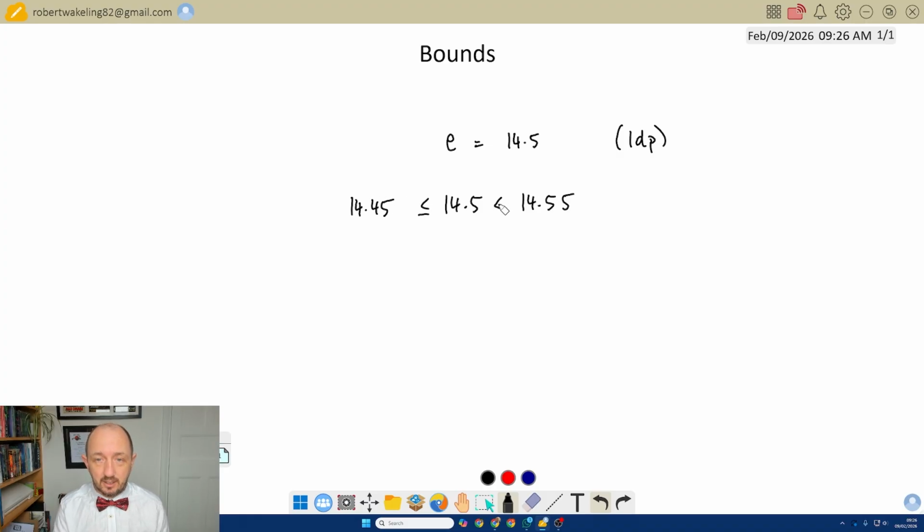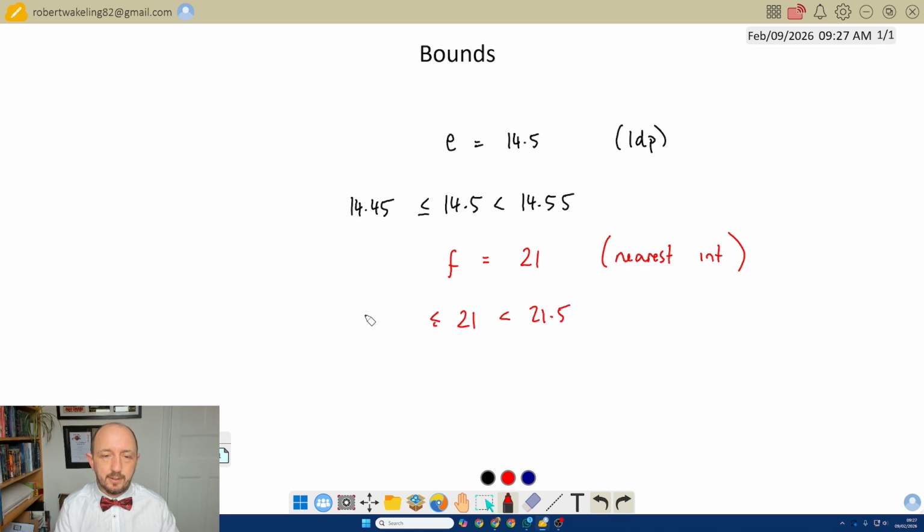So you need that knowledge first before you attempt these questions. If this isn't solid, like you can't look at this and just stick the 5 on the end and subtract the same amount, then go back and practice that before attempting these calculations, because what they're going to do next is have another letter, let's say F equals 21 to the nearest integer, and we're going to do the same thing, 21.5 and 20.5 for the upper and lower bounds, and then we need to start doing some calculations.